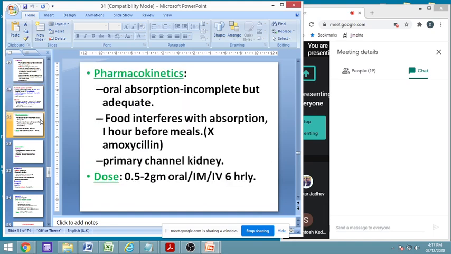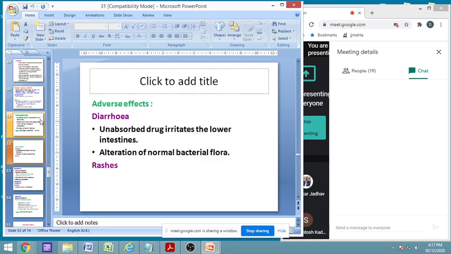Regarding pharmacokinetics, it is orally absorbed, incomplete but adequate. Food interferes with the absorption, and therefore it has to be taken 1 hour before meals. This is not applicable for amoxicillin, which can be very well taken with food. Primary excretion is through the kidneys. The dose is 0.5 to 2 gram orally, intramuscularly or intravenously, 6 hourly.